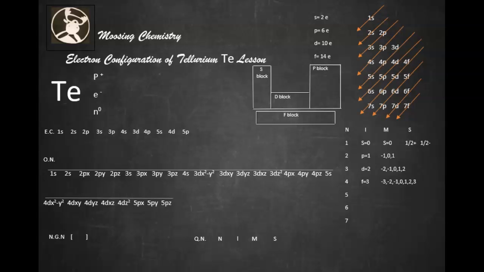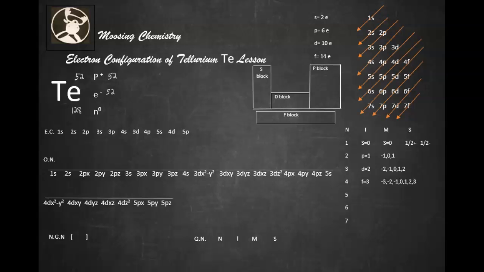This is the electron configuration of Tellurium, Te. Tellurium happens to be element number 52 on the periodic table, so let's write that. Its AMU happens to be 128. 52 protons matches the atomic number, and 52 electrons make it electrically neutral.